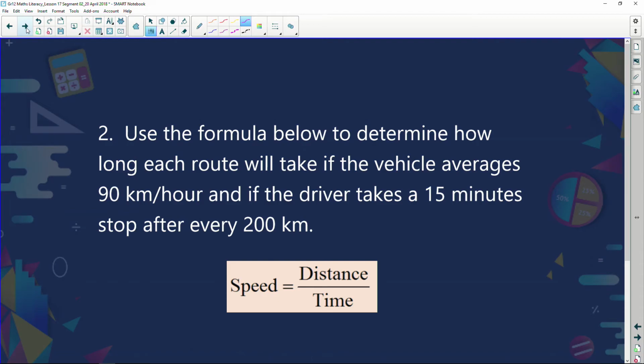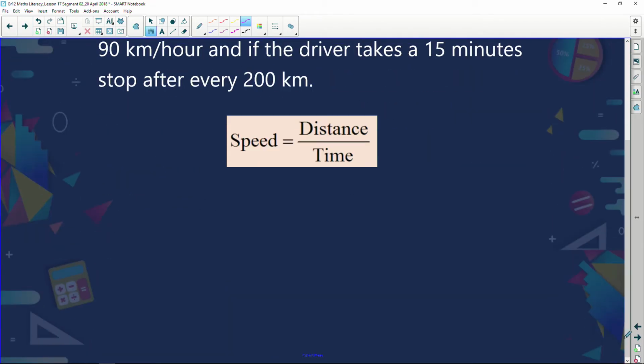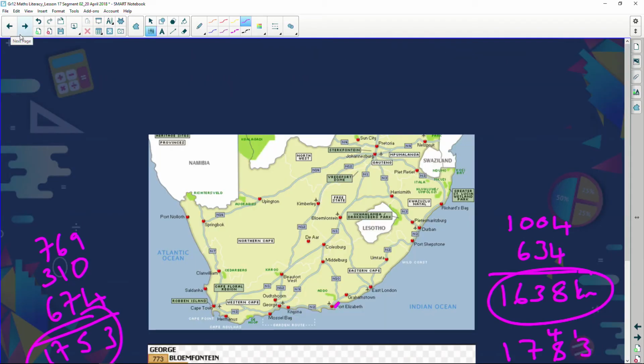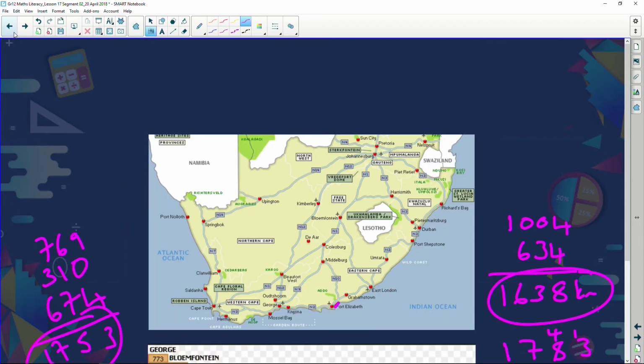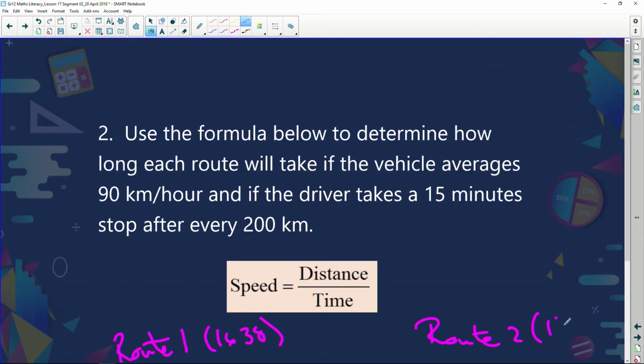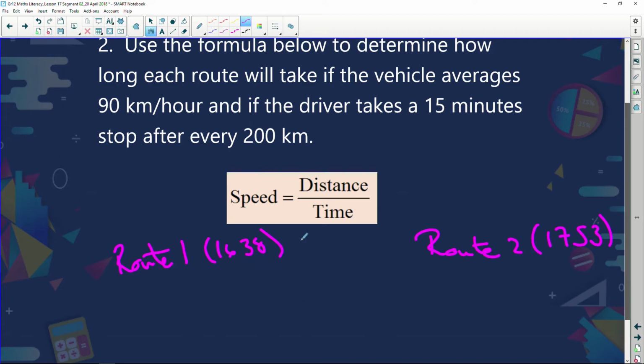Use the formula below to determine how long each route will take. If a vehicle averages 90 kilometers per hour, and if the driver takes a 15 minute stop after every 200 kilometers. So we've got the two routes. We've got route 1 and I have route 2. Now route 1 we said is going to be 1,638 kilometers. And route 2 we said was 1,753 kilometers. Okay, so we want to know how long this trip is actually going to take us.